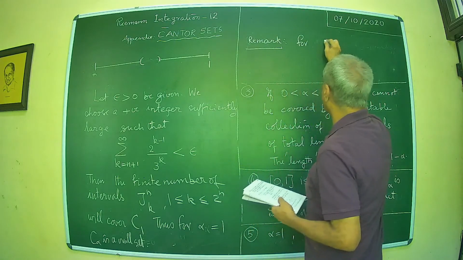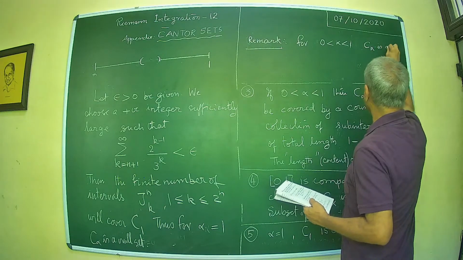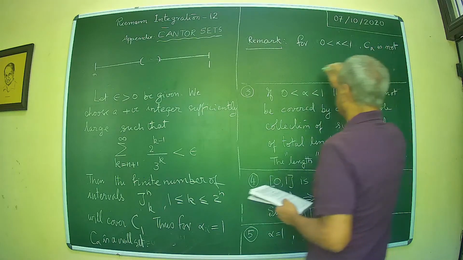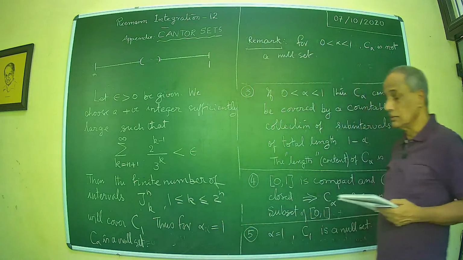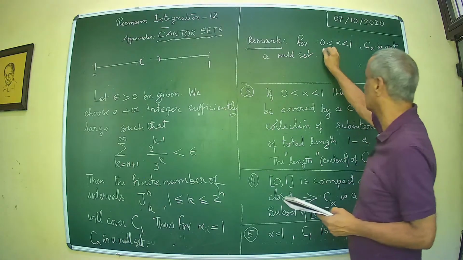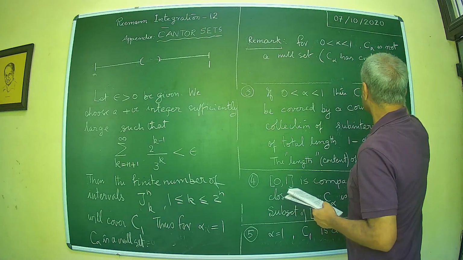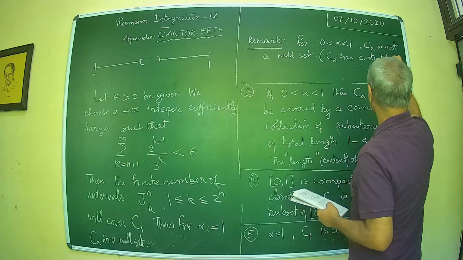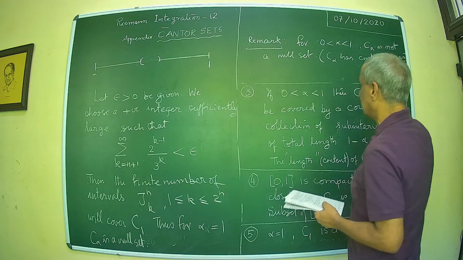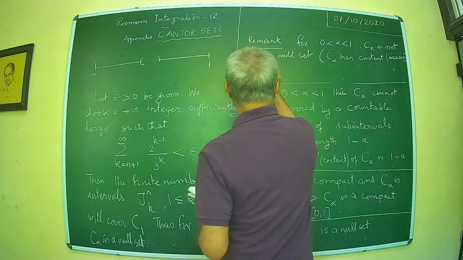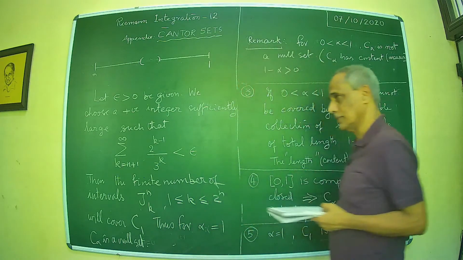For 0 < alpha < 1, C alpha is not a null set. But we have seen that the C alpha has content, or later we call this measure, although we have not defined this yet, 1 minus this. That's it.